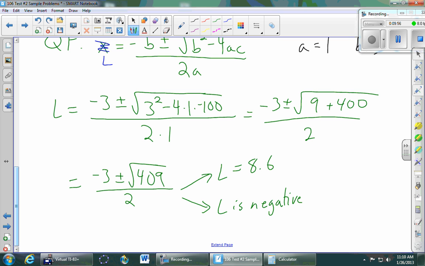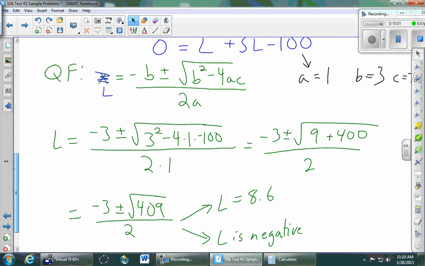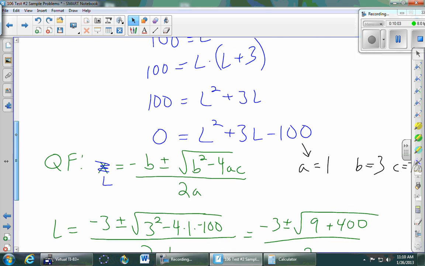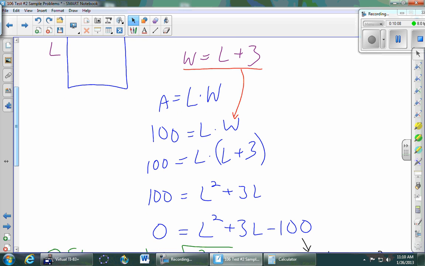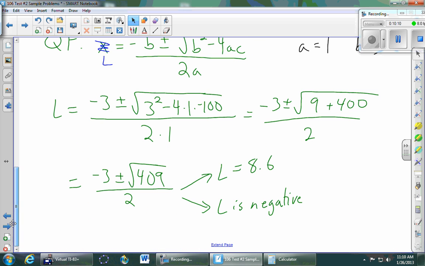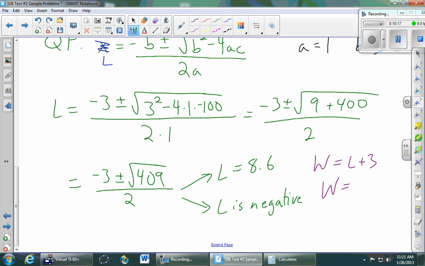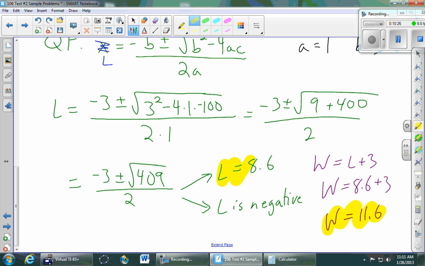And then the last step for this one is to find the width. The easiest place to go is the equation that says W equals. We'll find it just up here, right there in purple. W equals L plus 3. Let's bring that right down here. So that means that W is equal to 8.6 plus 3. So W is 11.6. So the width is 11.6, the length is 8.6.